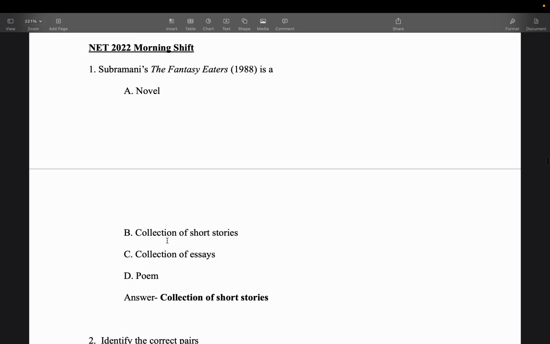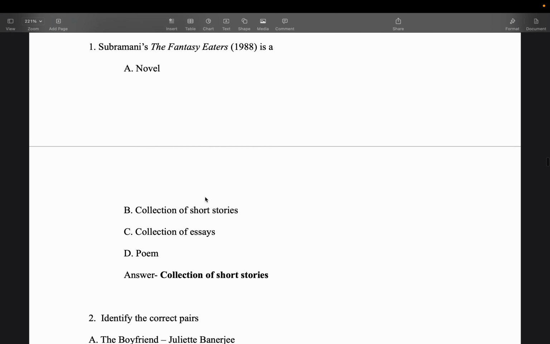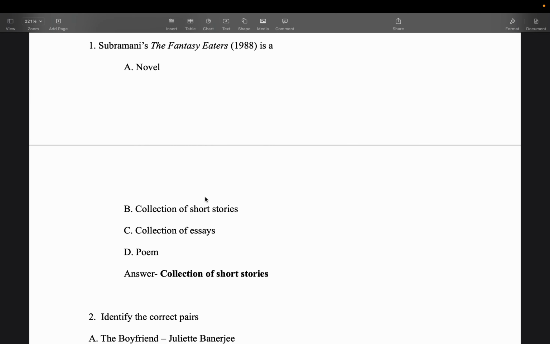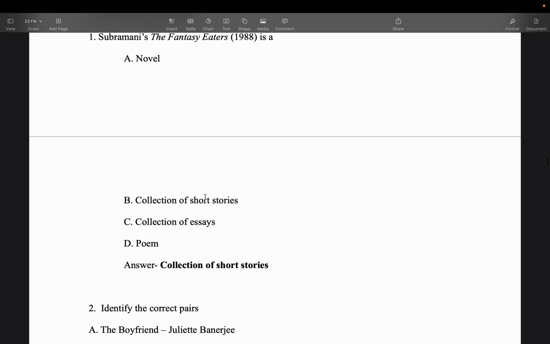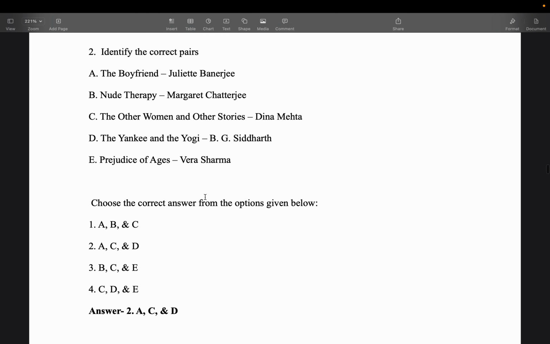Okay, Subramani is The Fantasy Eaters. That is a difficult question, isn't it? But please understand that some of these questions will be difficult. You don't have to answer them if you know the others. It's a collection of short stories. Now, there are a number of books here that you don't know very well. Identify the correct pairs. The Boyfriend by Juliet Banerjee. Nude Therapy by Margaret Chatterjee. So what are you going to do?